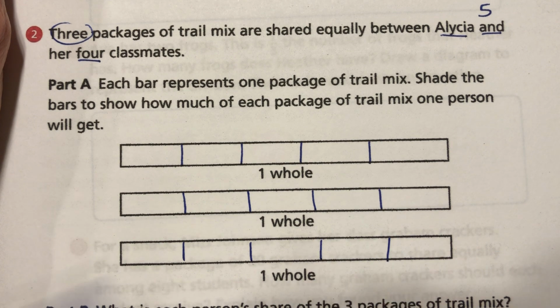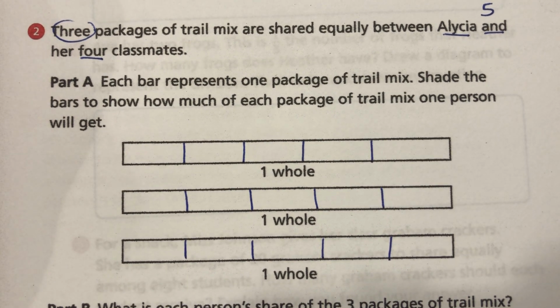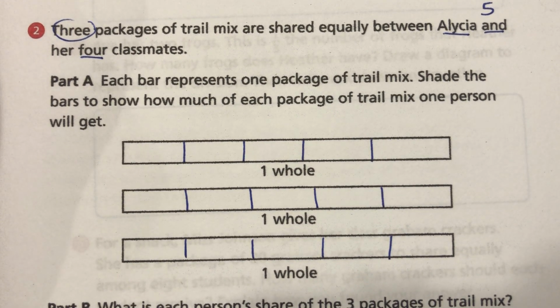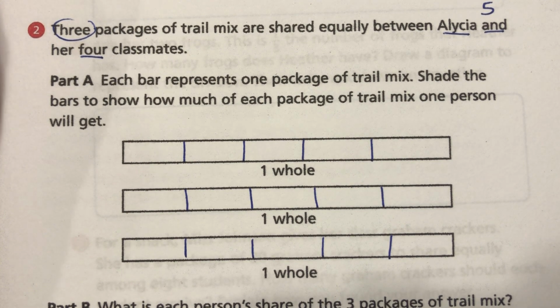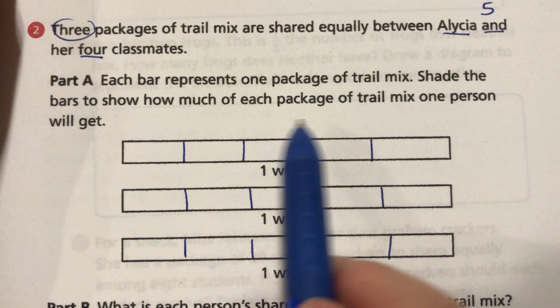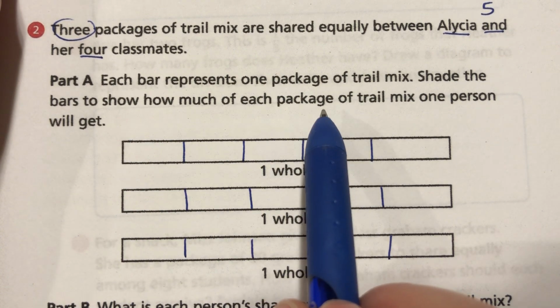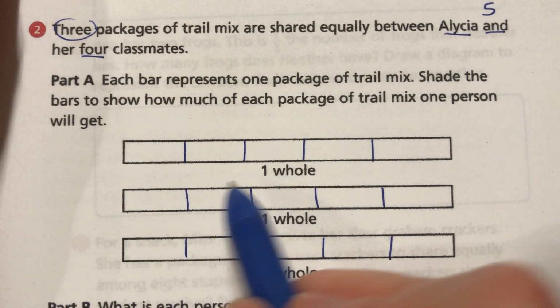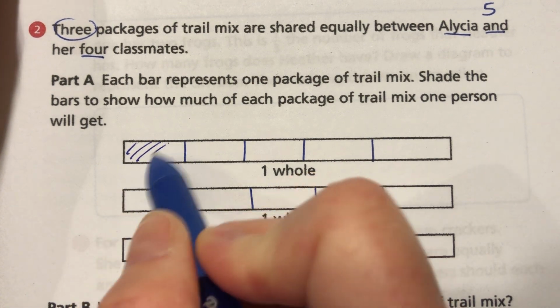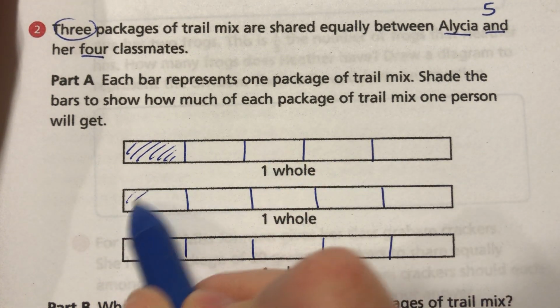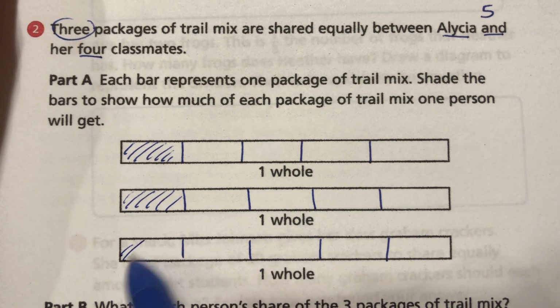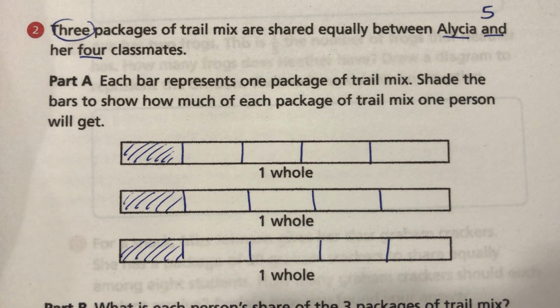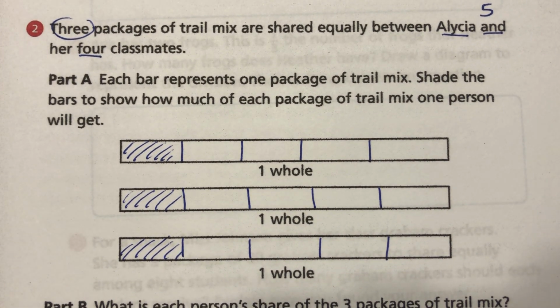Do your best to make them equal sizes. I'm not asking you to get a ruler out or anything. It's okay. If this was a test, you probably want to get the ruler out and show me. Okay, so it wants to show how much each package one person would get. Well, if there's 5 people, each person would get 1/5 of that, 1/5 of that, and 1/5 of that. Okay, so that's the picture of it.